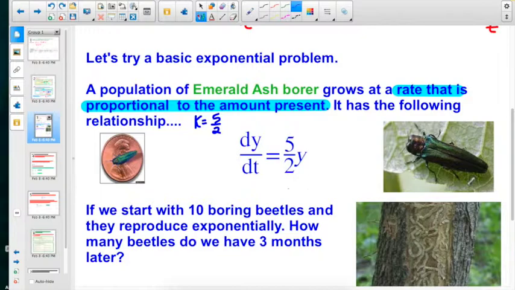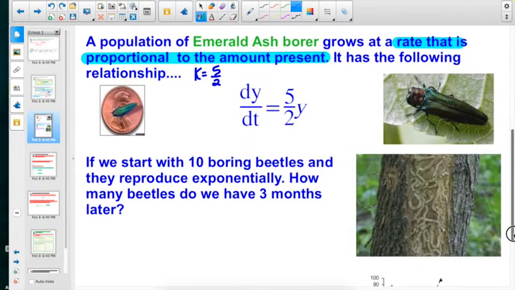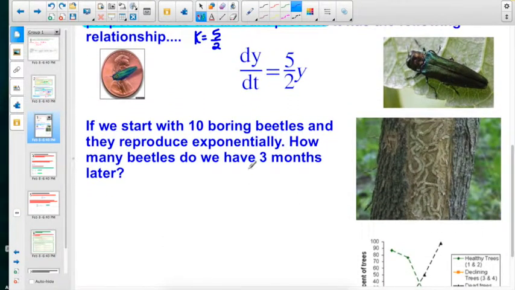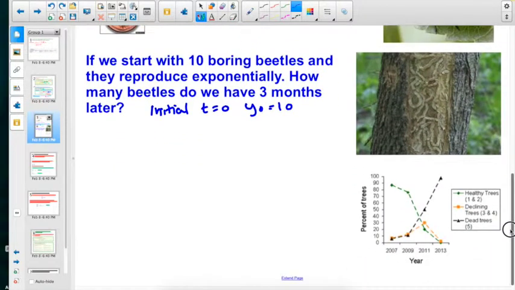And so if we start with 10 boring beetles and they reproduce exponentially, how many beetles do we have 3 months later? So we have our initial condition here that at time t equals 0, we have 10 insects. And if we look at some of this data here, you can see over here that I found some data dealing with the emerald ash borer infecting trees.